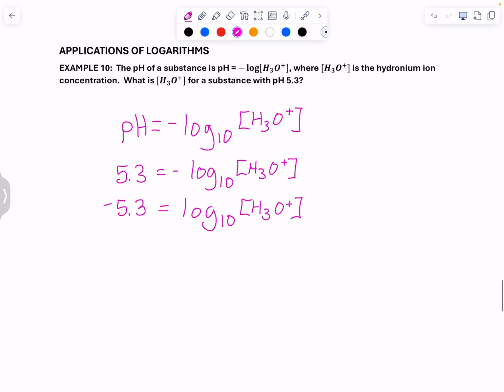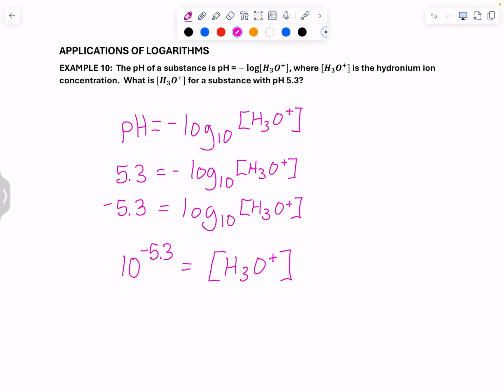So the pattern here, 10 to, what's the power? Negative 5.3. Yep, negative 5.3, and that equals H3O positive. Remember, that thing is a variable in itself. We're done. Oh, that makes sense. Yeah, and you just plug that in your calculator if you want a decimal. It's going to be very small. You see what I'm meaning?